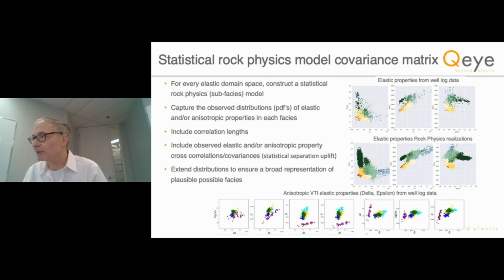In other words, we can analyze all these different spaces and incorporate all this different information by computing probability distributions for these various elastic parameters. There's no real limit here. We can include a number of possible elastic and anisotropic parameters. And again, we need to extend the distribution to ensure broad representation of plausible facies that we may not yet have drilled.